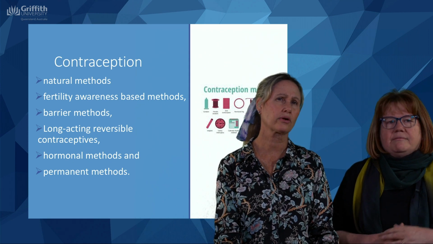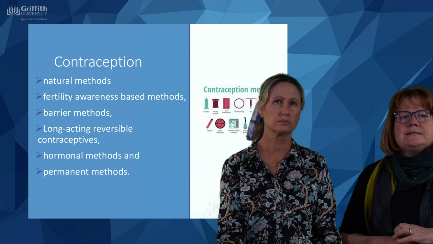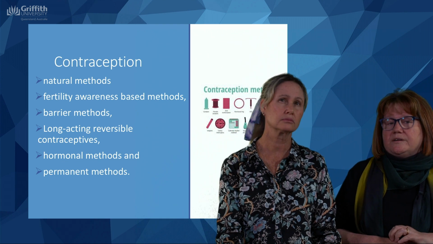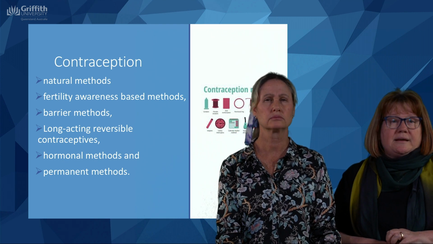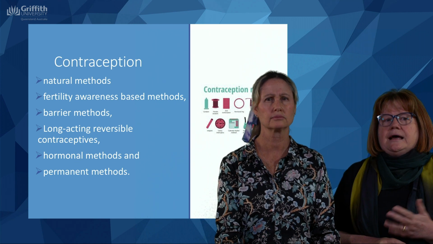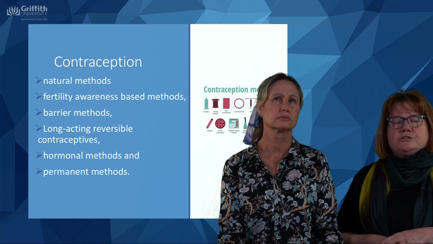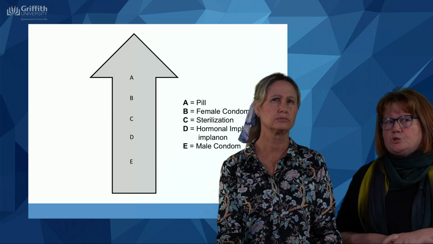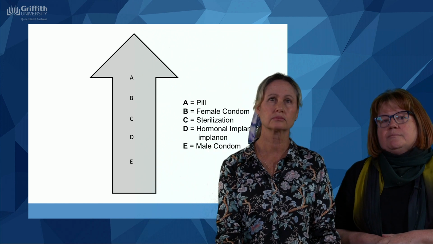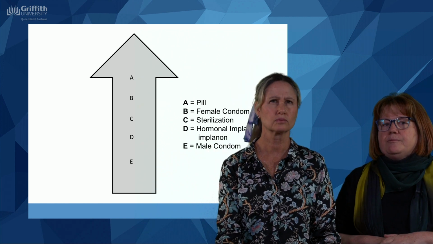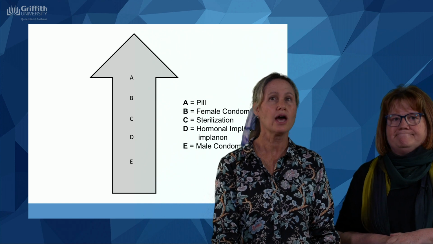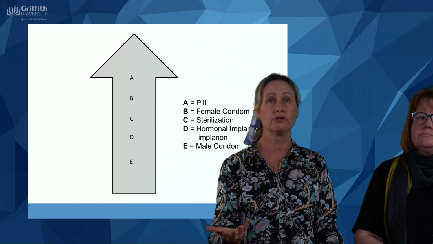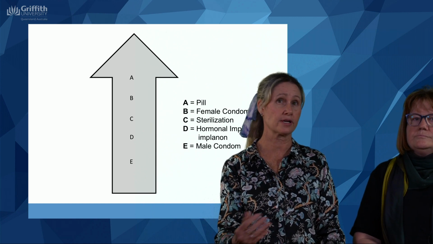Barrier methods, thinking of things like condoms, female condoms, and then your long-acting reversible contraceptives, so implantable devices, injections, hormonal methods, which include your contraceptive pills, and then some of your more permanent methods related to sterilisation. So there's a big section in module 2 related to that, and then you can have a go at putting these in order from the most effective to the least effective. Yeah, and it's just important to remember to have a look at this module and the information in relation to contraception in preparation for assessment 3.